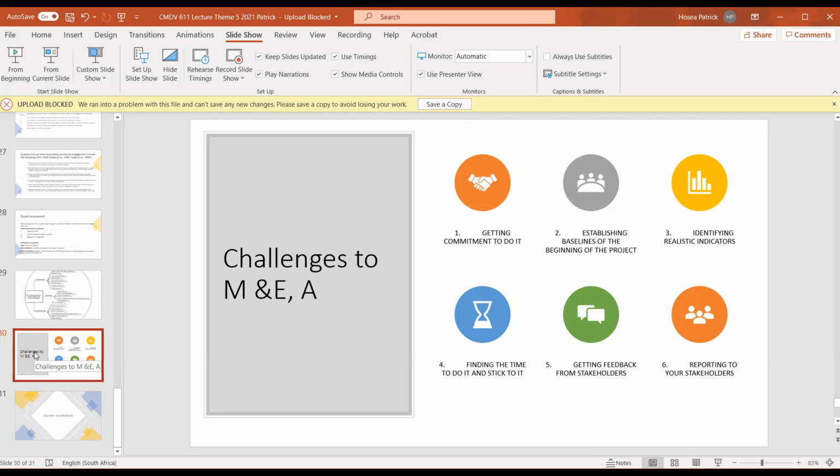Establishing a baseline at the beginning of a project can also be a challenge. How do you establish the baselines? How do you identify realistic indicators? How do you define your sources? We'll talk about the sources of a project and how you determine the sources of that particular project. That itself can be a problem, right? So identifying realistic indicators and then finding the time to do that particular evaluation or monitoring and to stick to that time. If you say that our period is going to be weekly or monthly or daily, sometimes we may start and then we get tired, right?